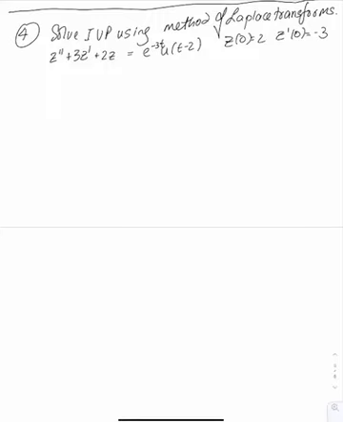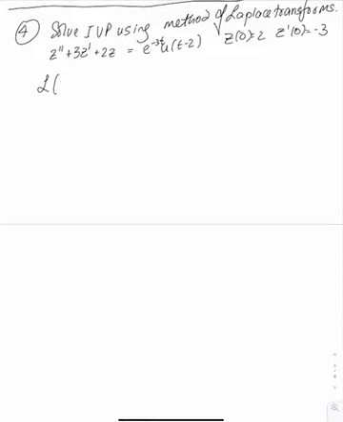Let's take the Laplace transform of both sides, and then we'll solve for the Laplace transform of z, see what its Laplace transform is, and then take the inverse Laplace transform and find out what the function z is. Okay, so apply the Laplace transform. You have L of z double prime plus 3z prime plus 2z equals the Laplace transform of e to the minus 3t times u of t minus 2.